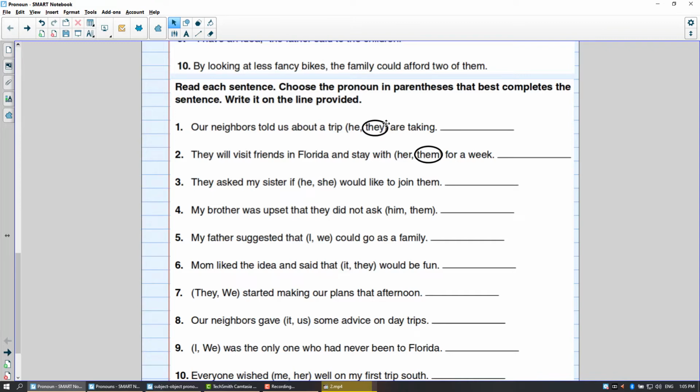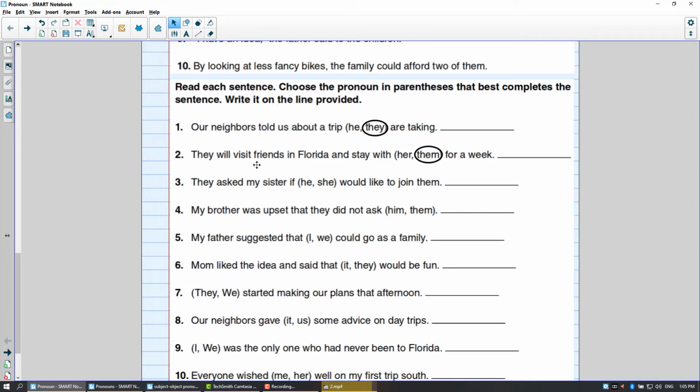Number 1: our neighbors told us about a trip he or they are taking. Because we have are for plural, we can't say he are. No, we have to choose they. They are: they is a plural pronoun and are is for plural. So the answer will be they are taking.